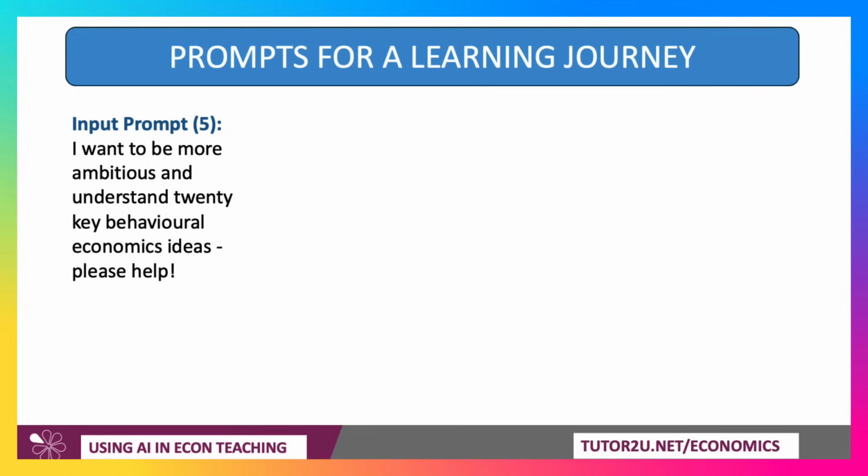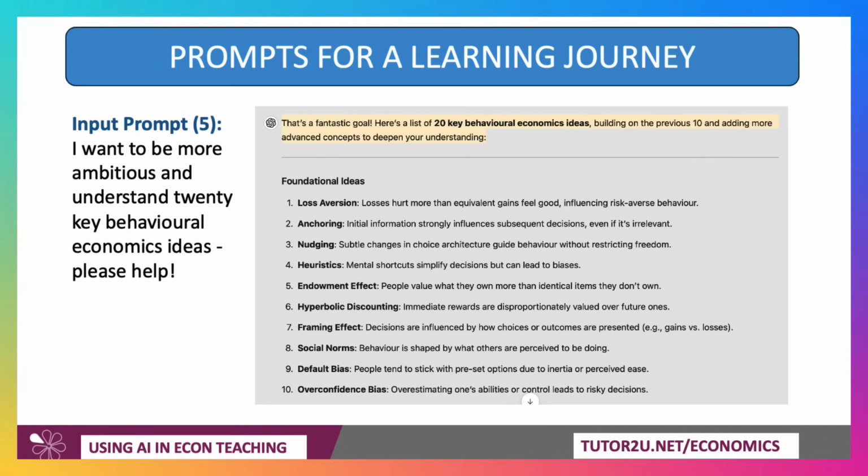Input 5. So this is conversational prompting. I want to be more ambitious. I want to understand 20 behavioural economics ideas, not 10, 20. Please help. Okay? So that's a fantastic goal. Here's a list of 20 ideas, building on the previous 10, adding more advanced concepts to deepen your understanding. Well, there's the original 10 that we had.